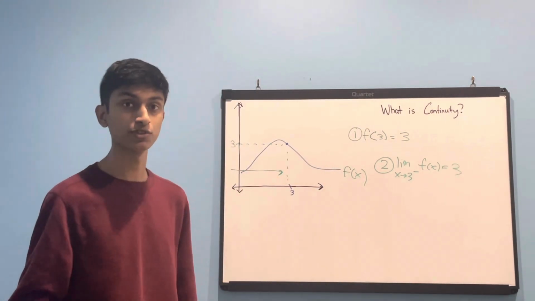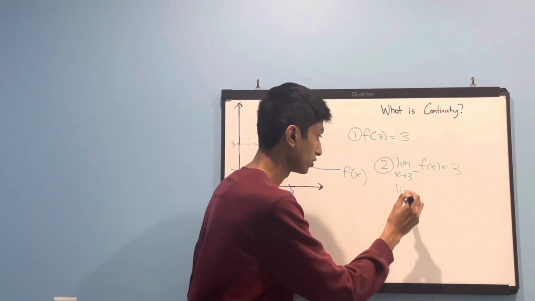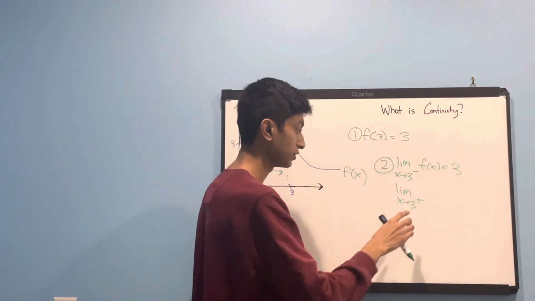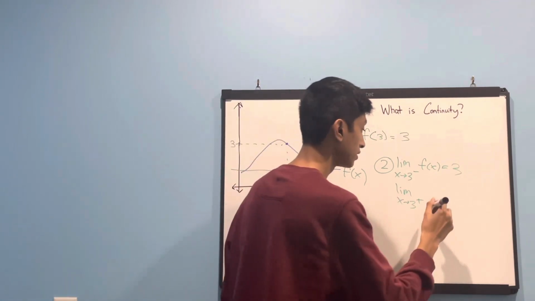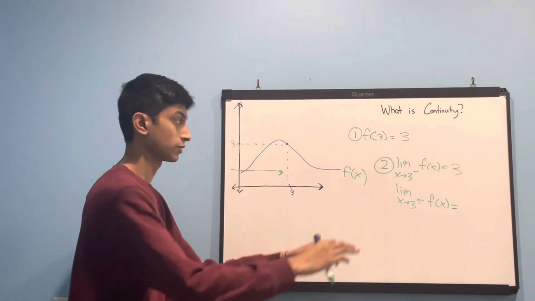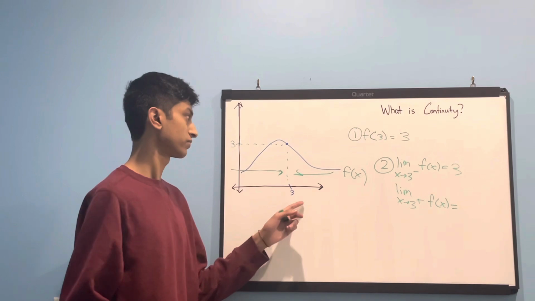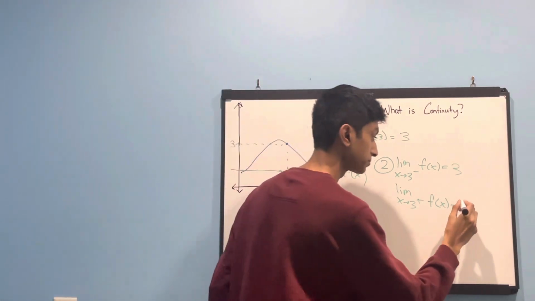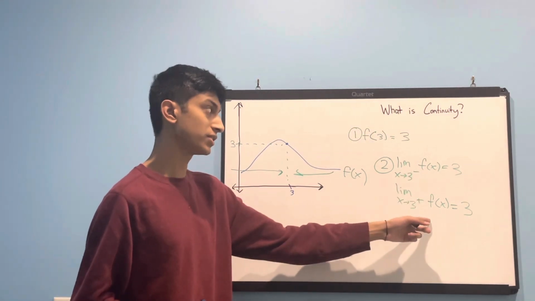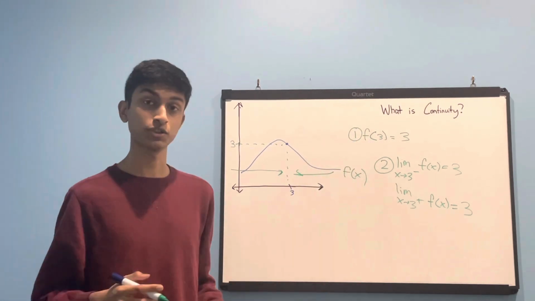Now we can do the same for the positive side. The limit as x approaches 3 from the positive side, which we denote with a little plus sign here, of f of x equals, and that's from the positive side coming all the way here to 3. And that's also the value of 3. So now the left and the right limits are the same, and it's defined at this point, we can go to our third step.